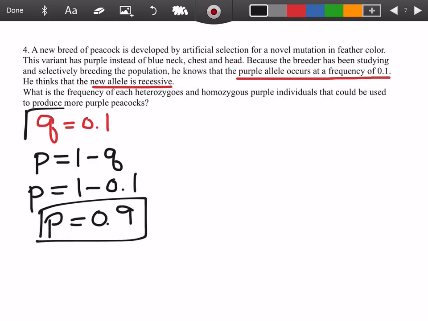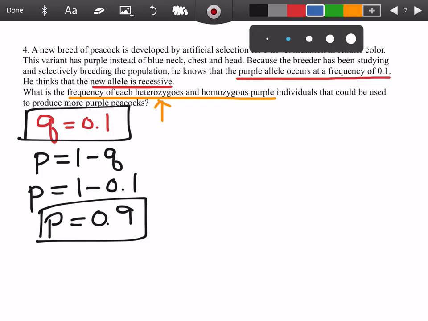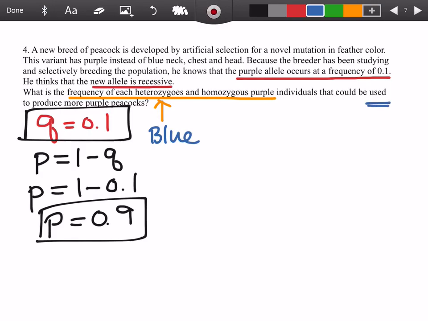So now we've got all the information we need to calculate some genotype frequencies. The question asks for the frequency of heterozygous and homozygous purple. Now our heterozygous individuals are actually going to be blue, right? Because they are displaying the dominant allele. But they can be used to produce more purple peacocks.